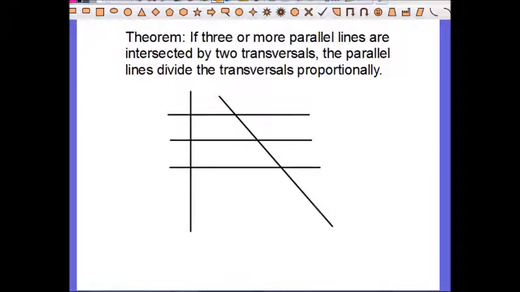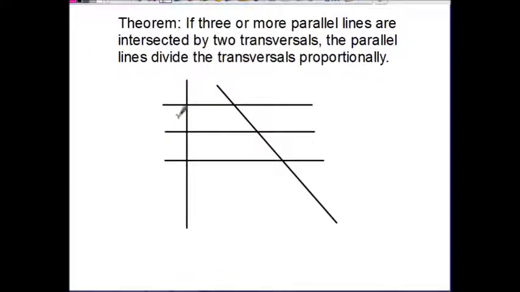What happens here is we end up with pieces in between our parallel lines. I'm going to label them X, Y, Z, W. What this theorem says is that, again, if we're on the same transversal, we can set up those pieces in between the parallel lines as a ratio and get a nice proportion. And that's how this theorem is going to work.